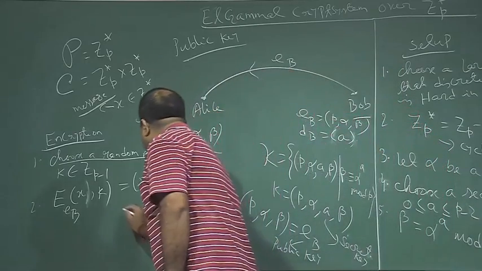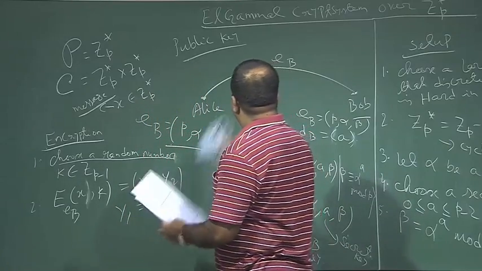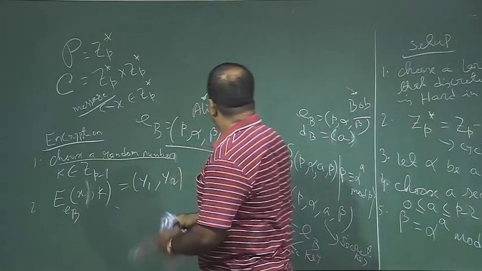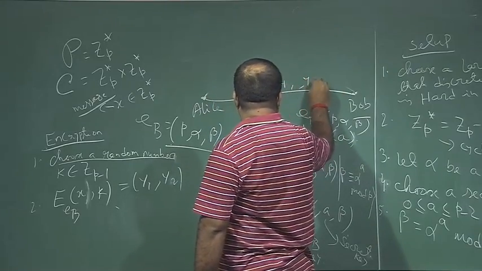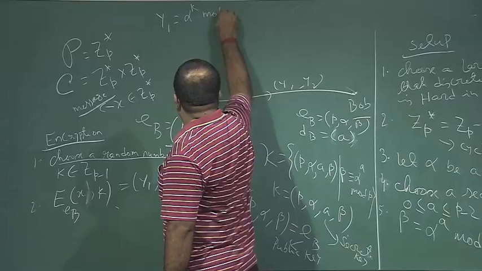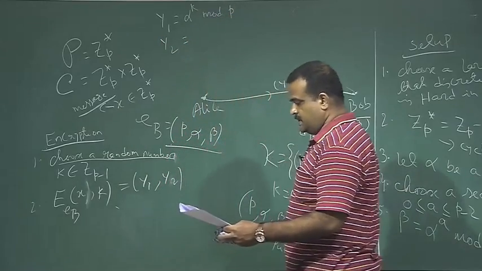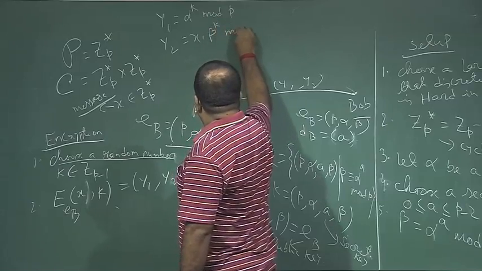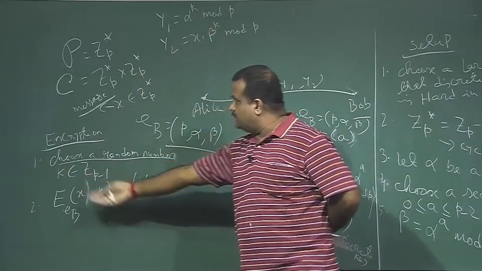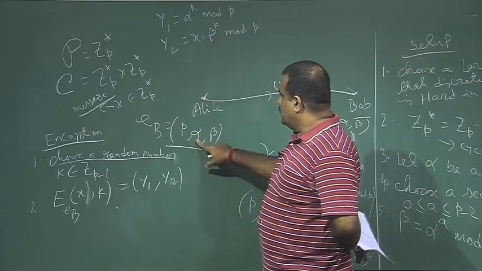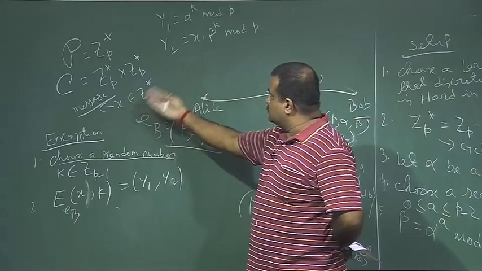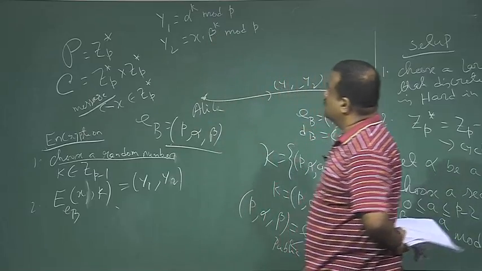Okay, so what is Y1? Let me write here. So Alice is sending this Y1, Y2. Now, Y1 is basically alpha to the power k mod p, and Y2 is basically x times beta to the power k mod p. Both these values Alice can calculate, because Alice is choosing k randomly. Alice has alpha, which is part of the public key of Bob, and p is also public. x is the message Alice has chosen, and beta is public. So Alice can compute beta to the power k mod p.